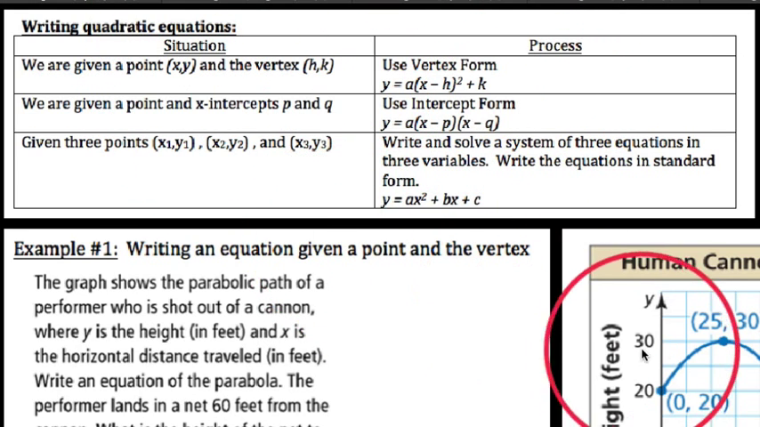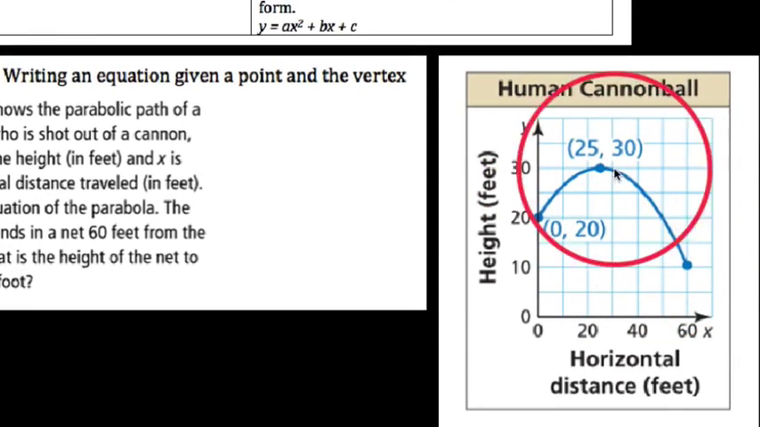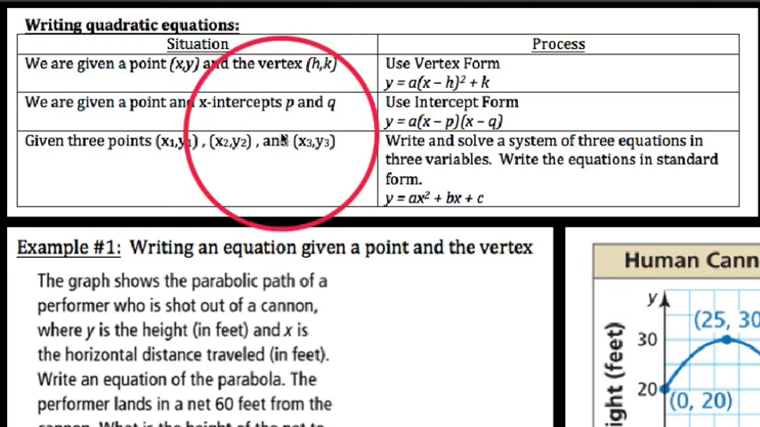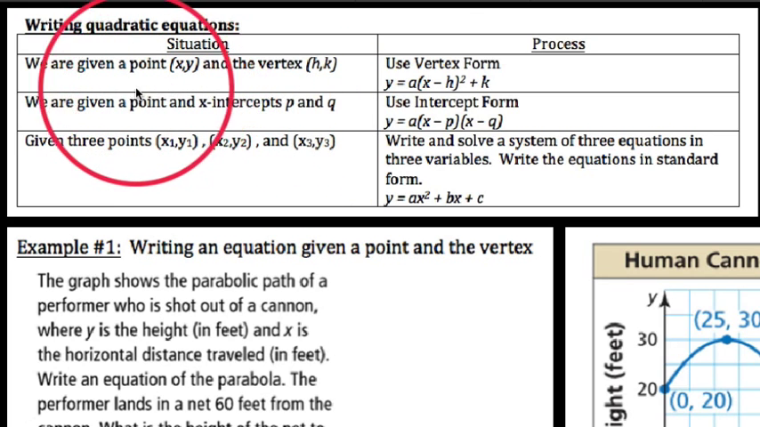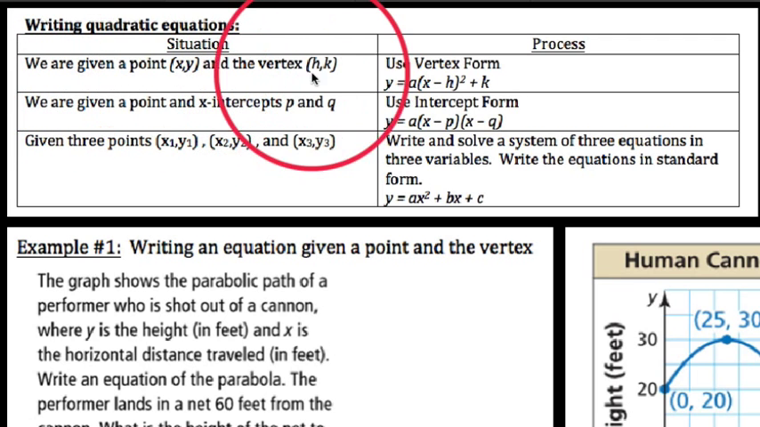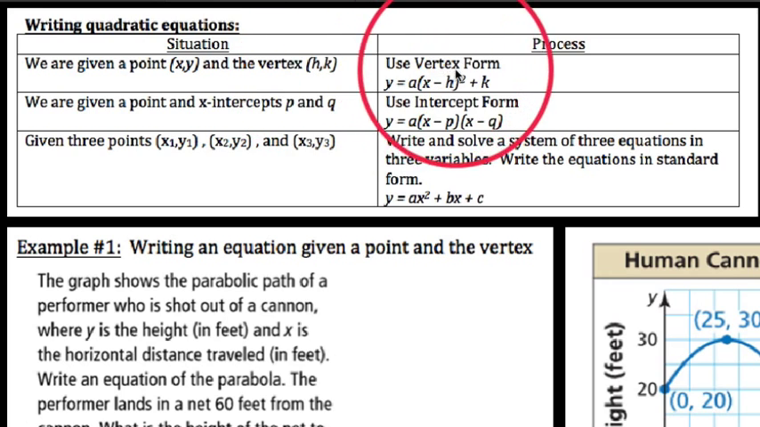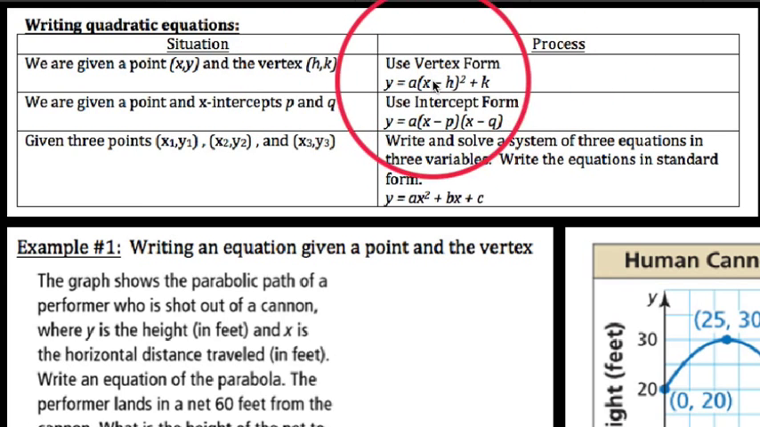But when it comes to writing the equation of some parabola or some quadratic data, we're basically going to need to match it to which situation is appropriate for the situation that we have given. So we have the three situations of these. If we have a point x, y on the graph and the vertex value, then we'll just use vertex form to write this equation.